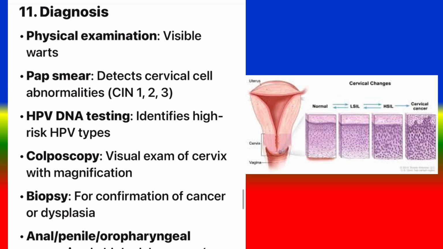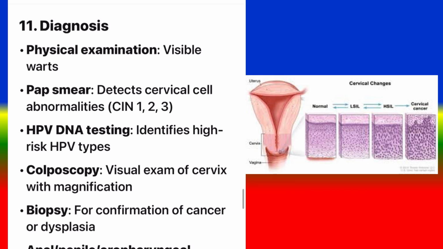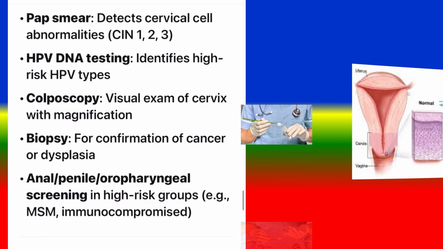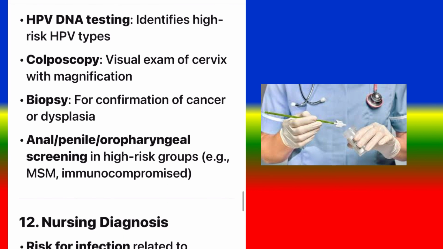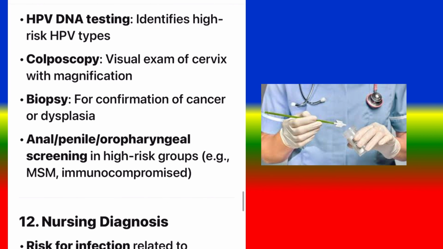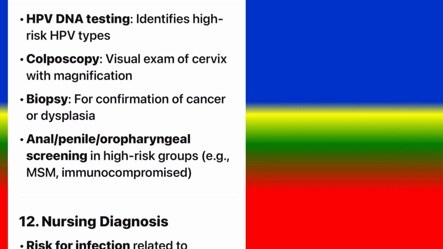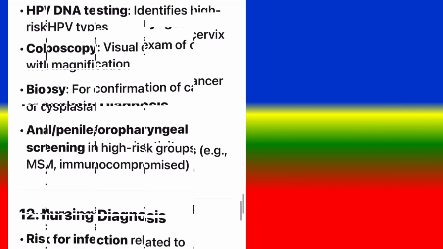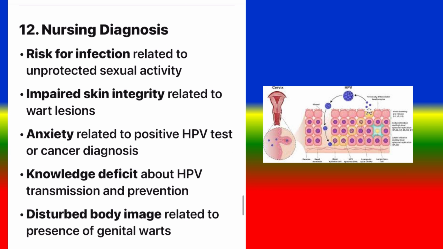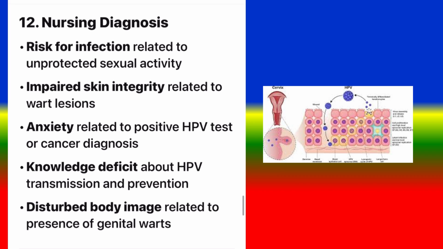11. Diagnosis. Physical examination for visible warts. Pap smear detects cervical cell abnormalities, CIN 1, 2, 3. HPV DNA testing identifies high-risk HPV types. Colposcopy, a visual exam of the cervix with magnification. Biopsy for confirmation of cancer or dysplasia. Anal, penile, and oropharyngeal screening in high-risk groups, e.g. MSM and the immunocompromised.